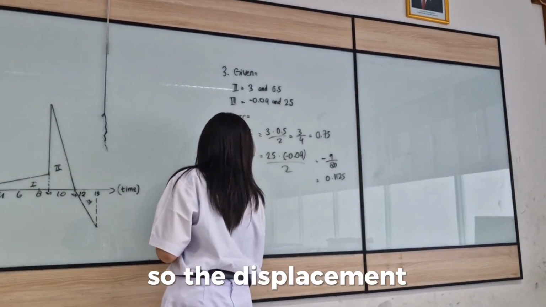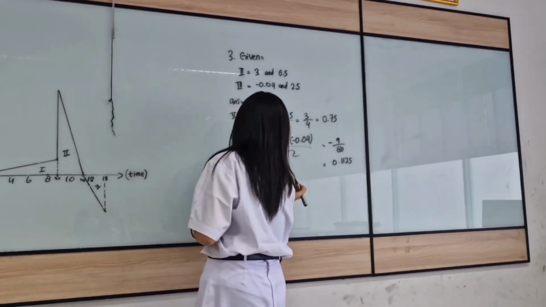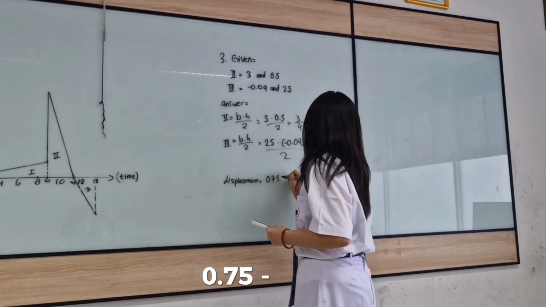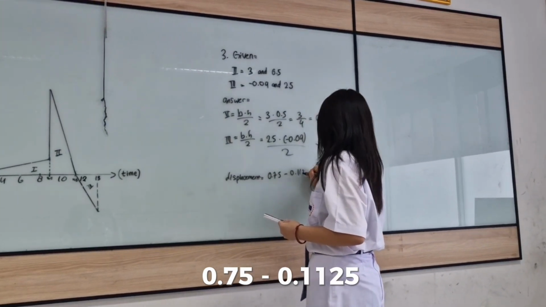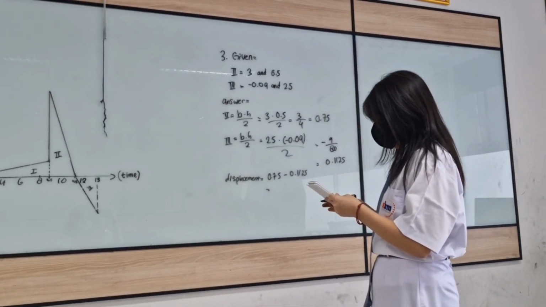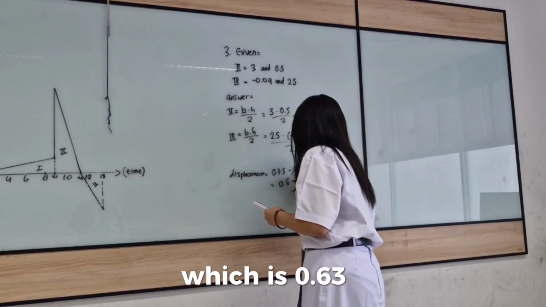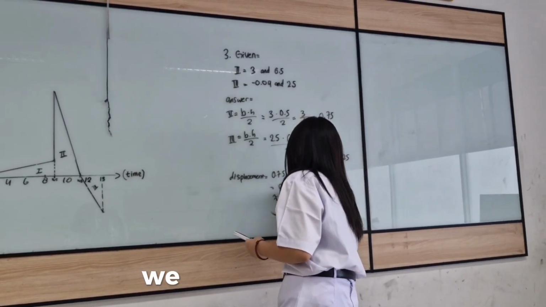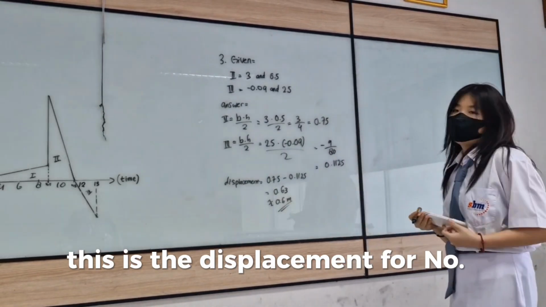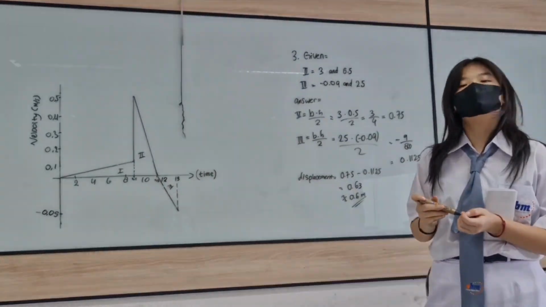So the displacement will be 0.75 minus 0.1125, which is 0.63, or we can round it to 0.6. This is the displacement for number 3, from 8.5 seconds to 13 seconds.